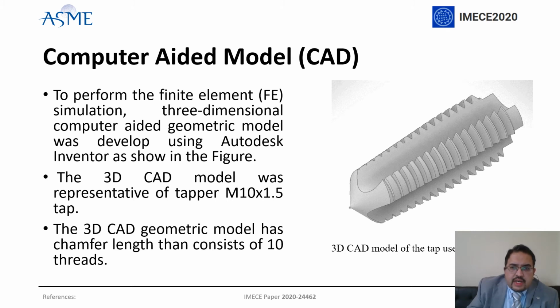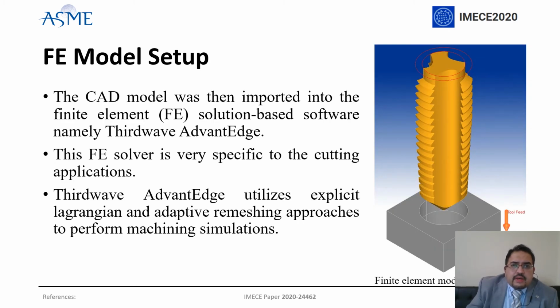Again, the dimensions are widely available in the literature, so we utilized these dimensions to model the CAD tap. Then this is the CAD model when it is transferred into the software. This is the workpiece geometry, and this is the tap geometry when it was transferred from CAD to the GWS Advantage software. Again, Advantage utilizes an explicit Lagrangian and adaptive remeshing approach to perform the machining simulation.